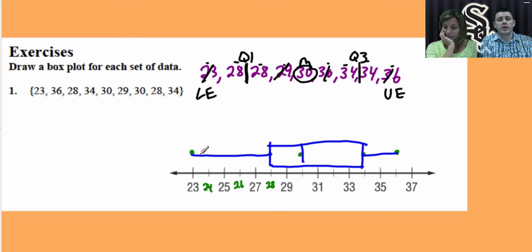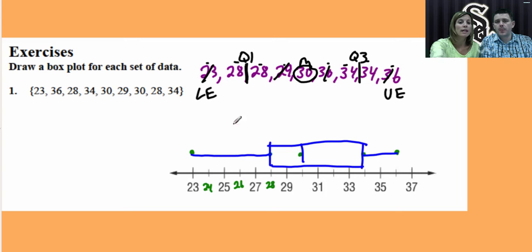We are done. So really all we're doing is finding those measures of variation, your medians and your quartiles. We added in one extra step of finding your upper and lower extremes, which is really just the highest and lowest number. They're already there on your chart. And then we're just plotting those points on our number line.